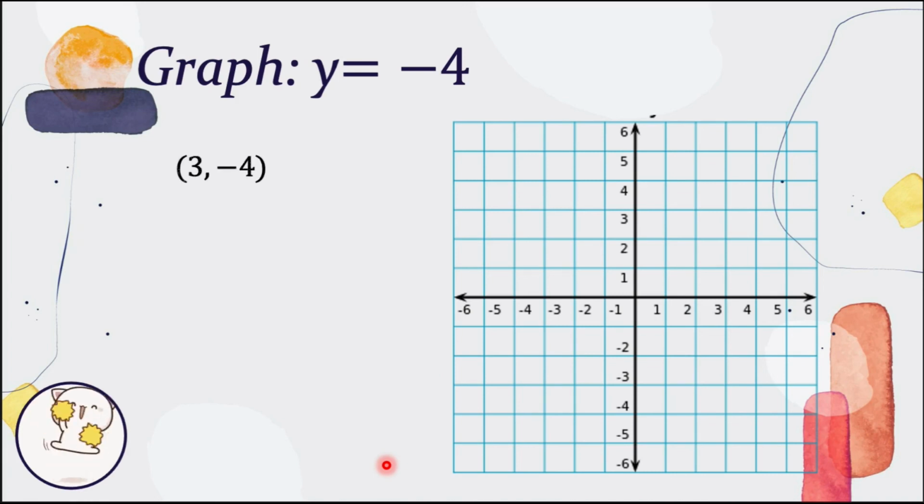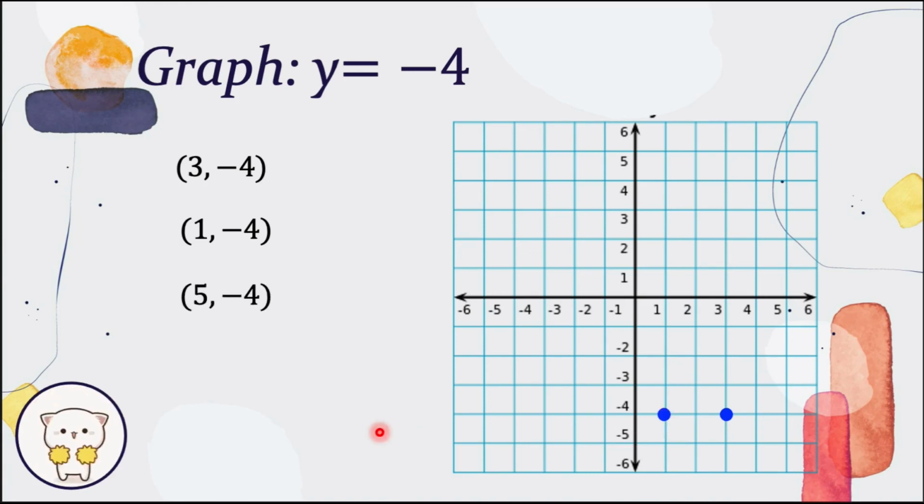So I can have (3, -4). The location of this one is on the fourth quadrant. So 3 and then negative 4, 4 units downward. So 1, 2, 3, 4. Make a small dot. And then after that, I can also have (1, -4). It's also on the fourth quadrant. So 1 and then 4 units downward. 1, 2, 3, 4.